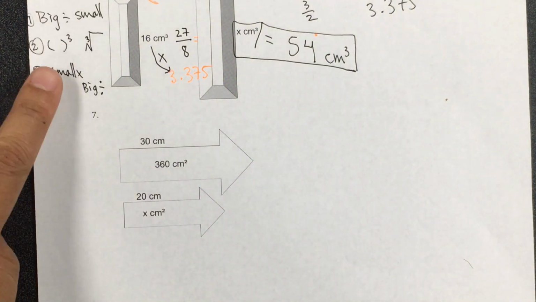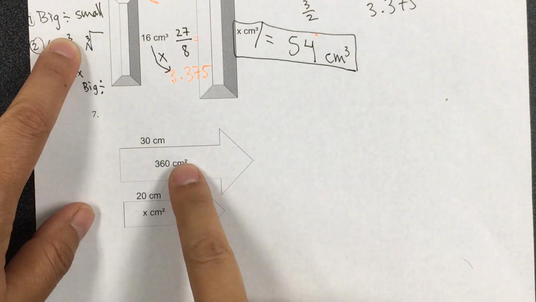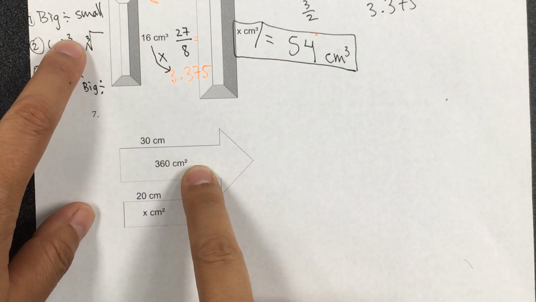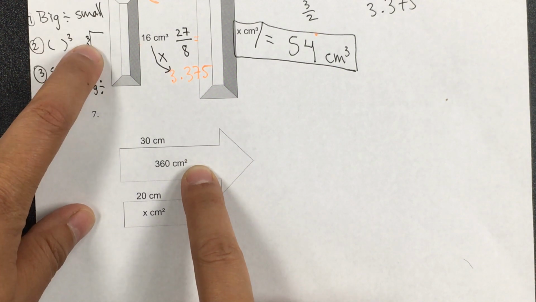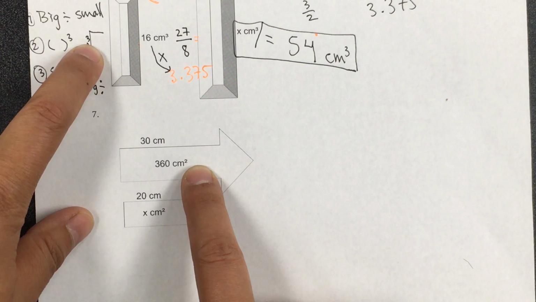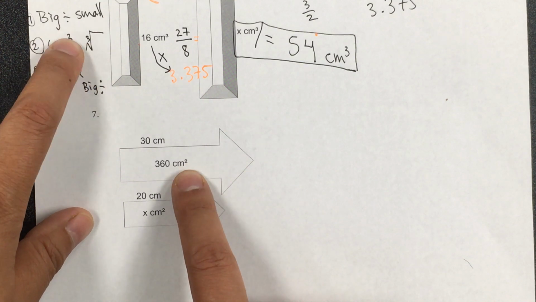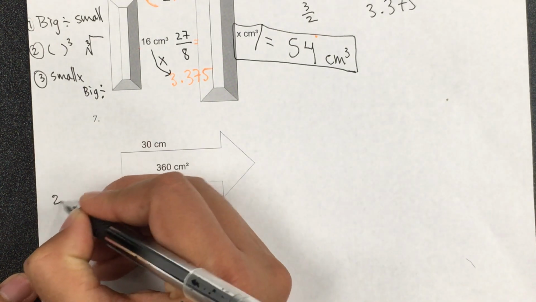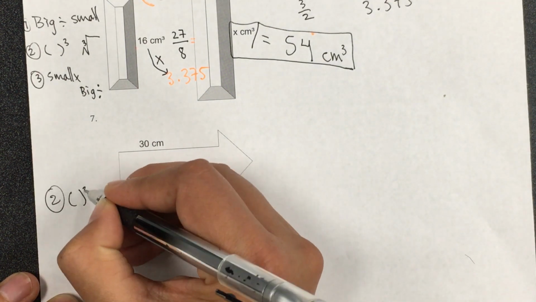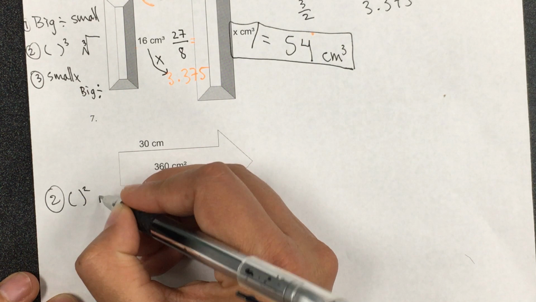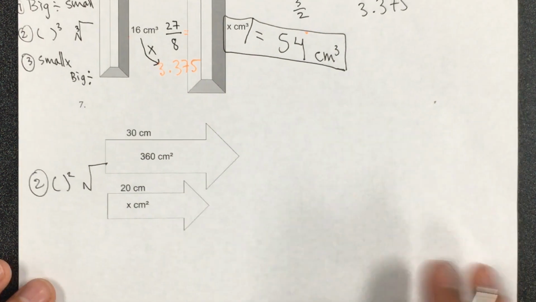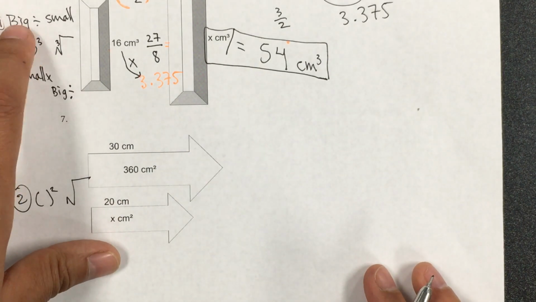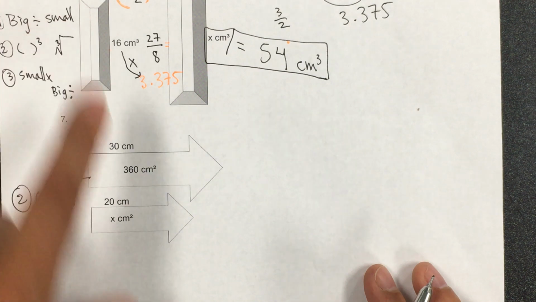Okay, so for number 7, same steps. So I'm just going to look in here. The only difference is that because we're looking at areas, this is not going to be cube it or take the cubic root. It's going to be square it or take the square root. Okay, so the second step is going to change to square it or take the square root. So let's do the first step. Divide big by the small one.